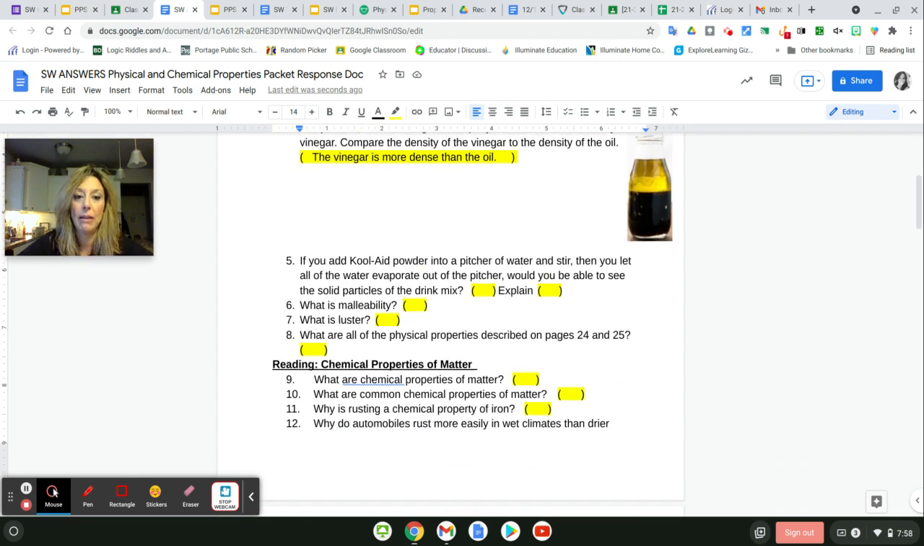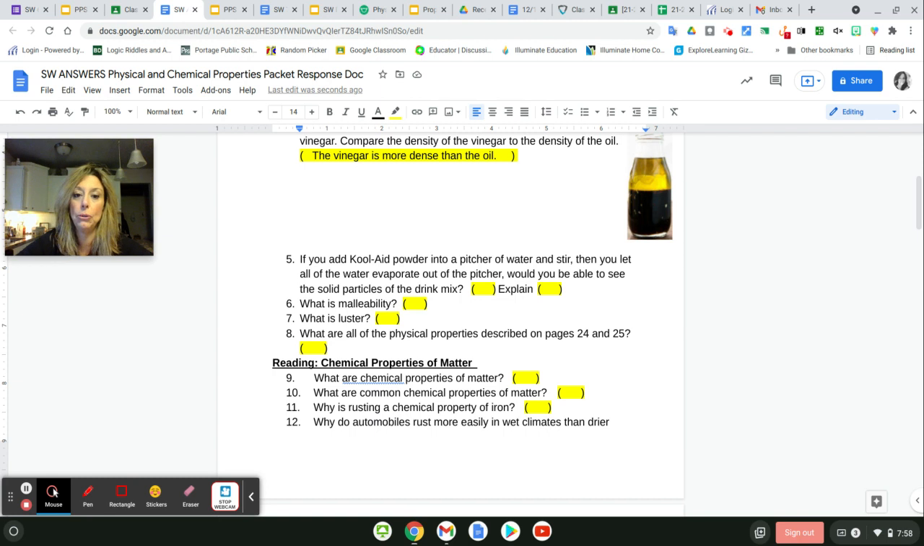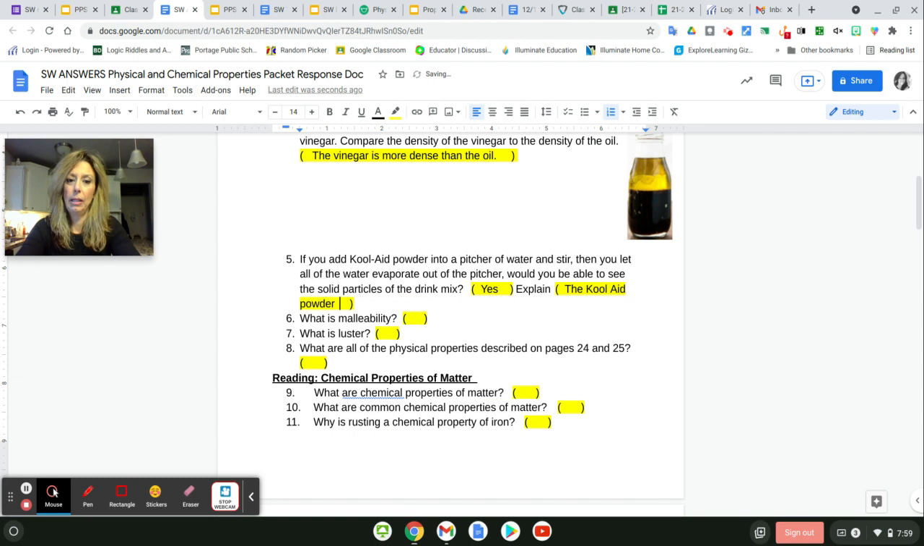Okay. Number five, if you add Kool-Aid powder into a pitcher of water and stir, then you let all of the water evaporate out of the pitcher, would you be able to see the solid particles in the drink mix? And the answer is yes, because the Kool-Aid powder does not evaporate with the water. So only the water particles are evaporating.